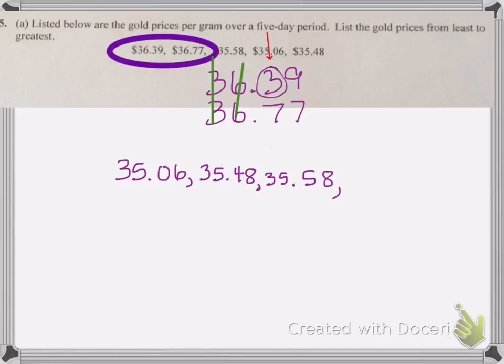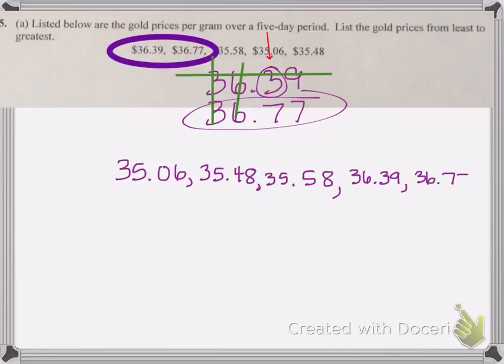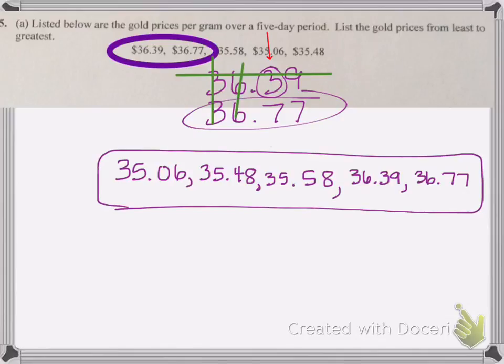Now here, that 3 is smaller than 7, so 36.39 is the next number in my list. And now that I'm done with that, 36.77 is the last number in my list as I'm listing these numbers from least to greatest. So that is my final answer.